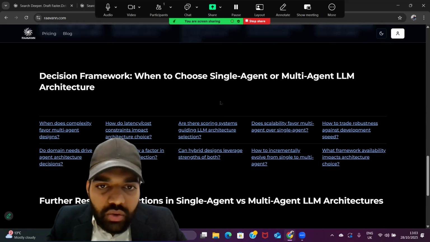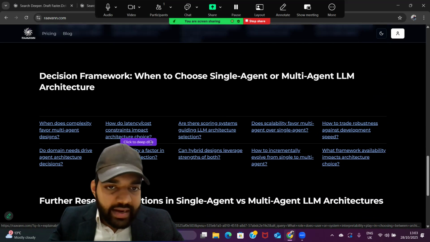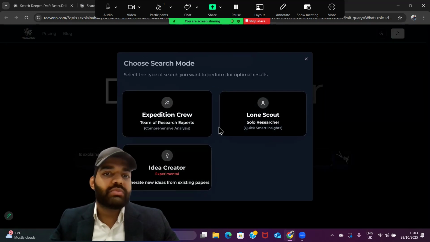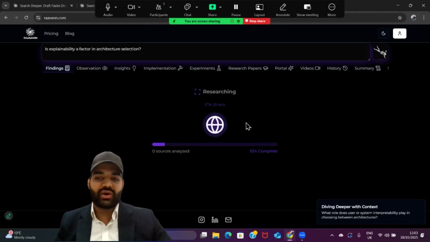So, for example, I want to understand, is explainability a factor in architecture selection? It says click to deep dive. I just click on it. It goes into a new tab, and it is asking which mode do you want. And let's say I want Lone Scout. So again, you can get the idea of how Lone Scout works, right?